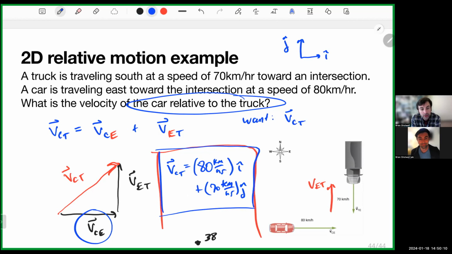Now we could find the magnitude of this by doing square root of 80 squared plus 70 squared. That would be the speed in kilometers per hour. And then the direction, we could solve for this angle, knowing that this is, it's like 80, 70. So it's going to be an angle that's a little less than 45 degrees, right? If they were the same number, it would be exactly 45 degrees. But you go a little bit more in the horizontal than vertical, so the angle is a little smaller.